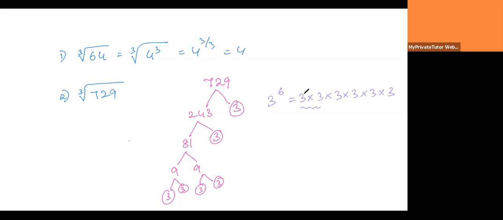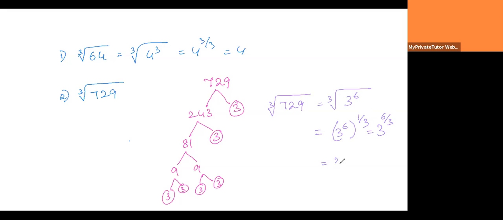So, okay, why can't we do this method then? See, cube root of 729. How many 3s do we have? 3 power 6. So what is 3 power 6? It is nothing but 3 power 6 whole power 1 by 3. Can we write this as 6 by 3? We can. So we got 3 square, right?